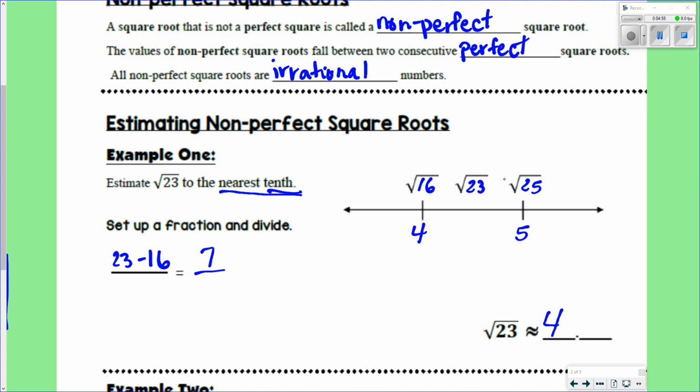So what is our total distance from 16 to 25? We're just going to subtract 25 minus 16, your perfect squares, and that's going to give us 9. We are going to round to the nearest tenth, so we are going to divide. And a trick is 7/9. Any ninths is actually your numerator repeating. Of course I will show you that we are going to divide 7 divided by 9. This is all without a calculator.